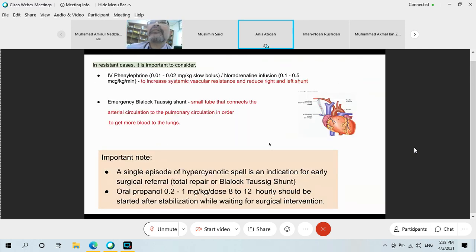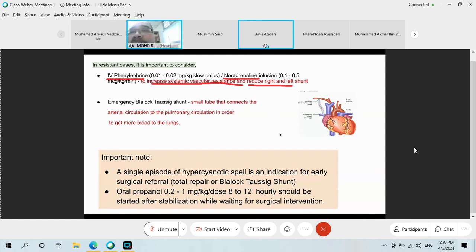Okay, so the next slide, you give phenylephrine. What is phenylephrine? Anybody know? Decongestant. No. It's a vasoconstrictor. The decongestant is different, that's pseudoephedrine. Phenylephrine is a potent vascular vasoconstrictor. So you want to cause peripheral vasoconstriction to increase systemic vascular resistance, hoping to reduce the right to left shunt, so reduce the cyanosis.